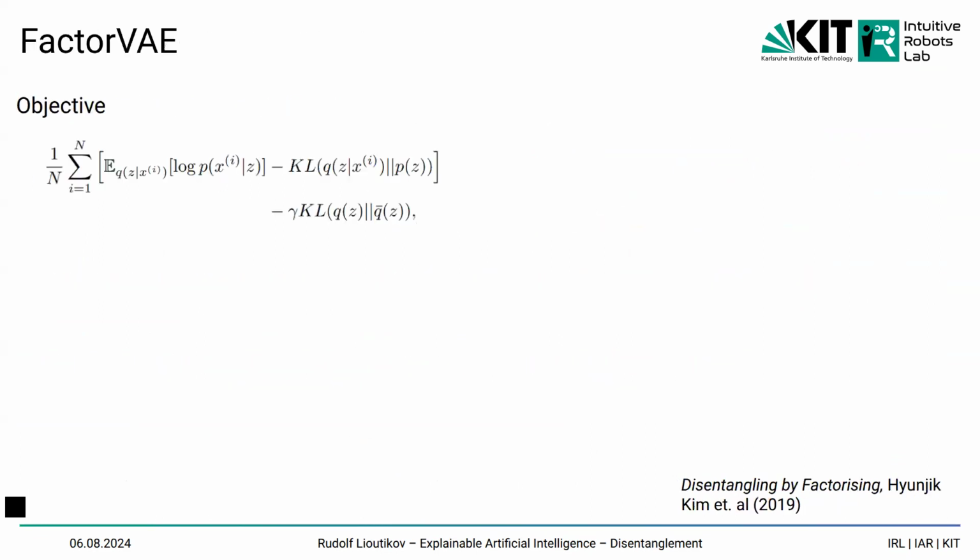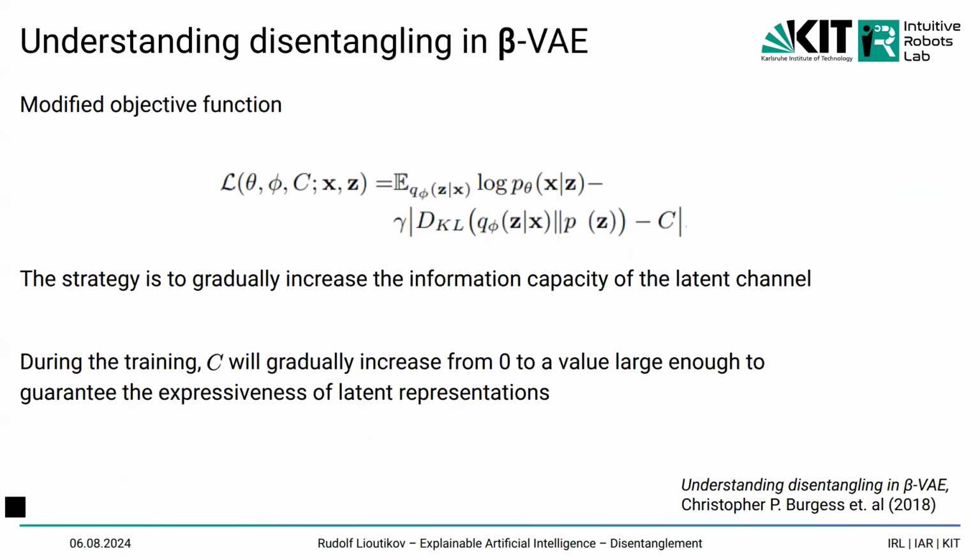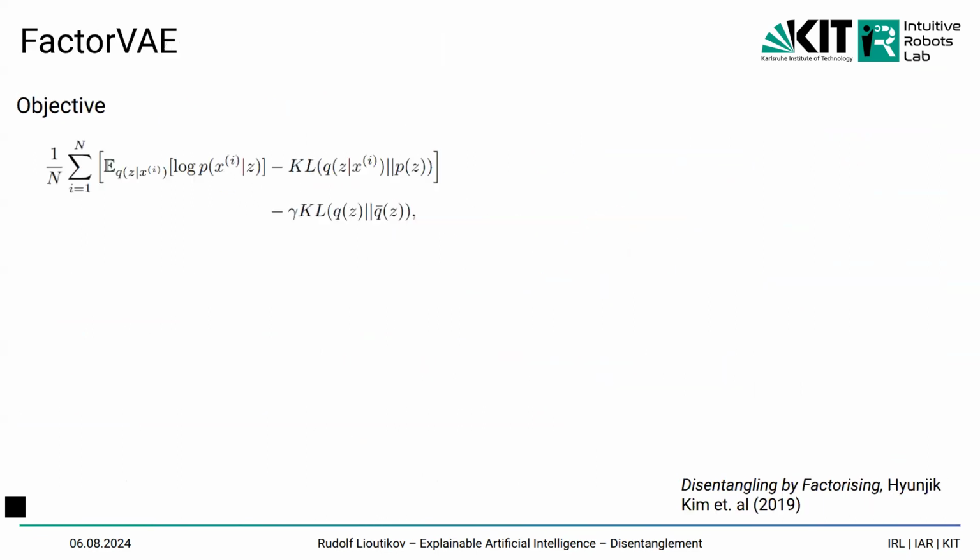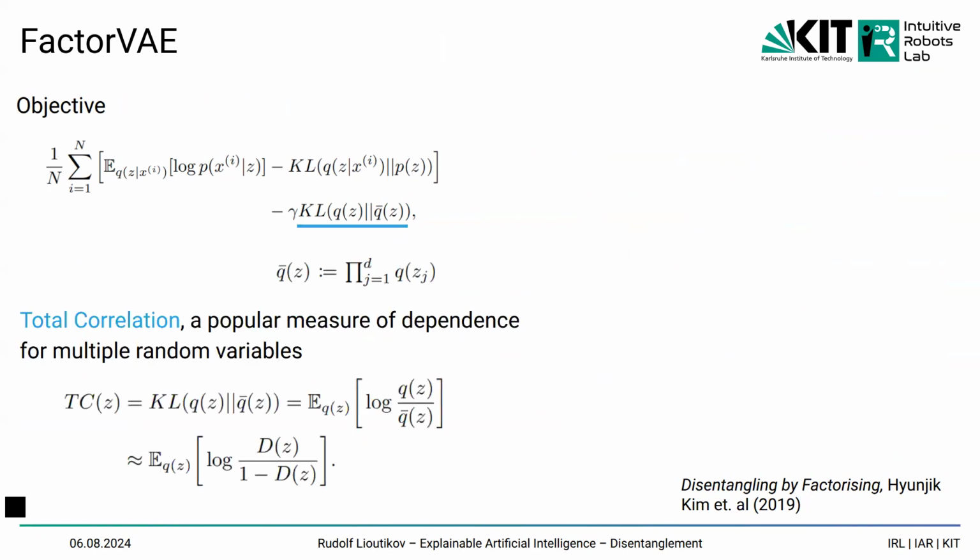Okay, so the second approach for VAEs that I want to very briefly talk about would be the factor VAE, right? Similar idea, but now, in addition to our ELBO, we introduce this term here, and this is what we usually call the total correlation. And Q dash basically is a distribution that assumes complete independence of the elements of Z. Does it make sense?